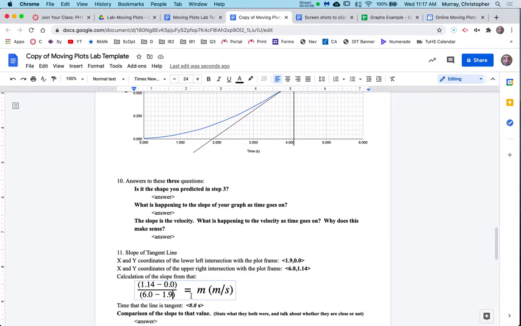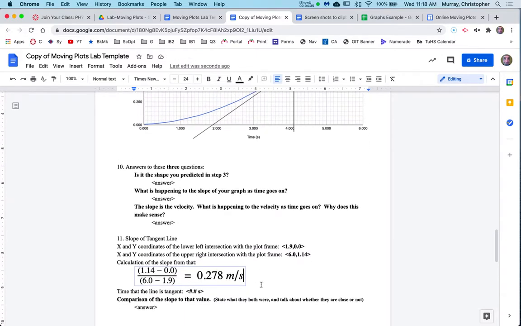Now we're going to put that in the calculator, and you have to use parentheses. For the numerator we don't need to, but so 1.14 minus 0, right parenthesis, divided by left parenthesis, 6 minus 1.9, right parenthesis, enter. And I get 0.278. Maybe round it to 3 sig figs. We really don't have that probably, but. And then these are meters per second. Remember that the numerator is meters, the denominator is seconds.